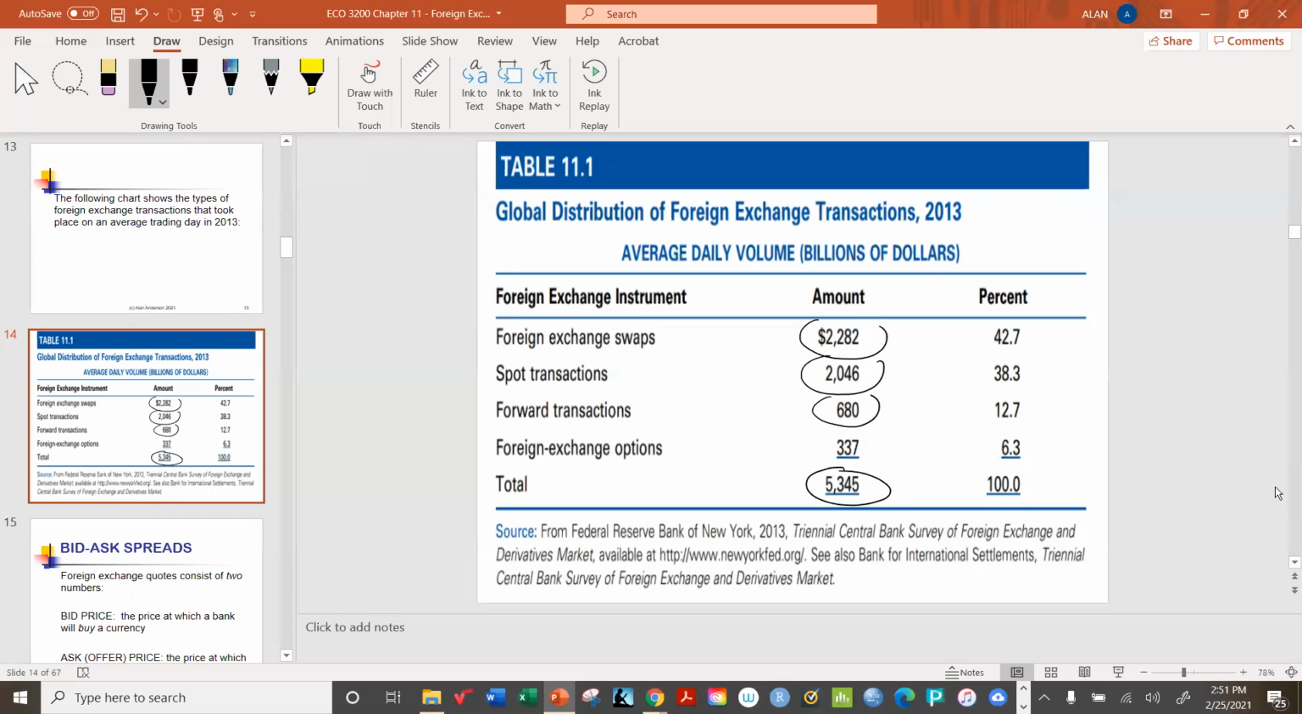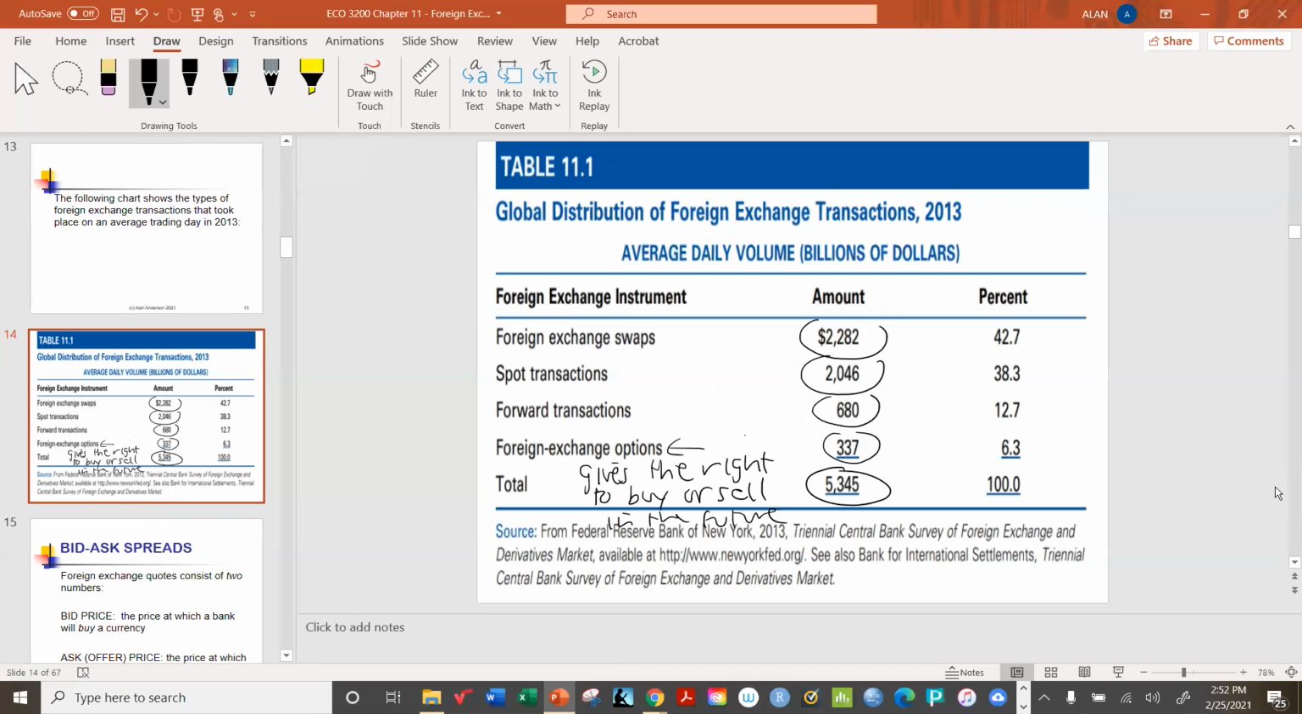This one we're going to see later on. These are options. This is not actual currencies. This is a security that gives you the right, and we'll discuss this in much more depth later on, to buy or sell in the future. So in other words, it's a contract that says you can buy these currencies or sell them in the future, but you're not obligated to do so. And all that adds up to $5.3 trillion.